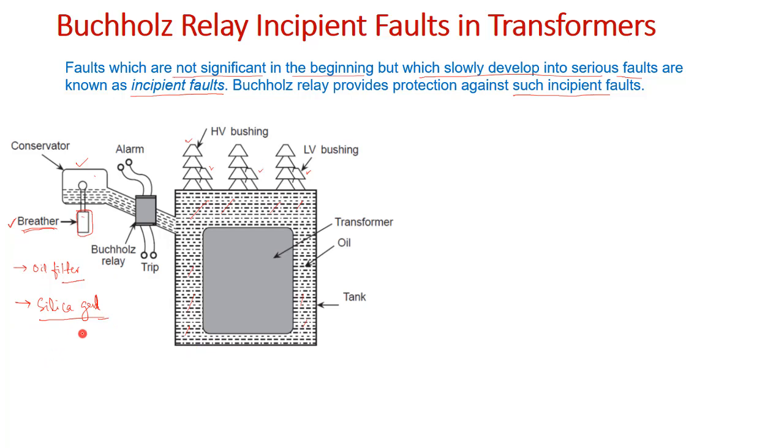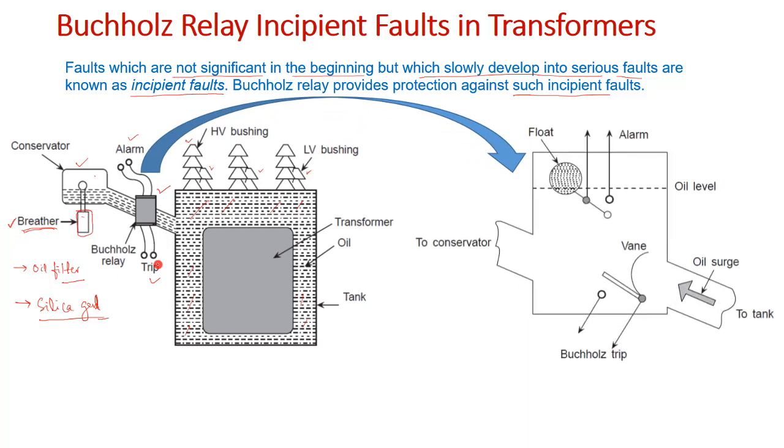And now let us see the Buchholz relay. You can see the location of the Buchholz relay here, right? The Buchholz relay is located between the conservator and the main tank, and it is installed in the pipe which connects the conservator and the main tank. Four wires are coming out, two wires for alarm and the other two for trip command, right? So let us see how it functions and the inside structure of the Buchholz relay.